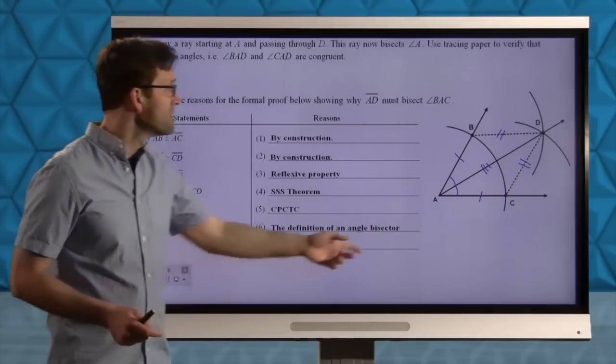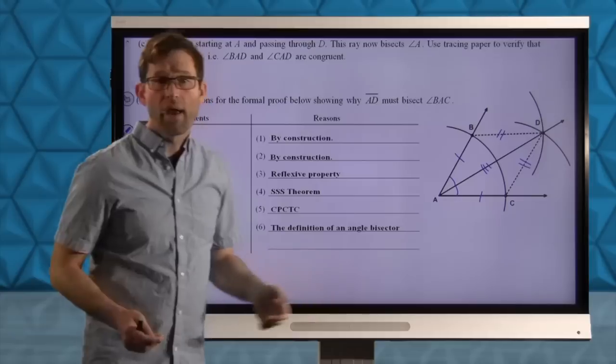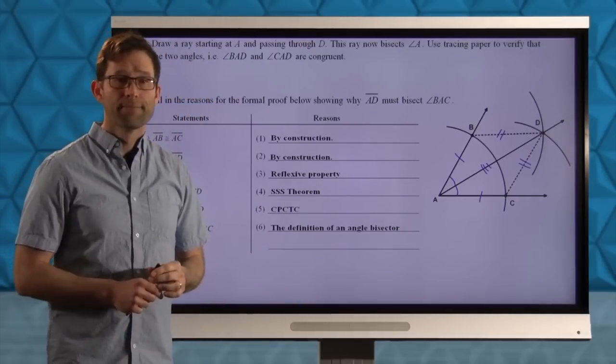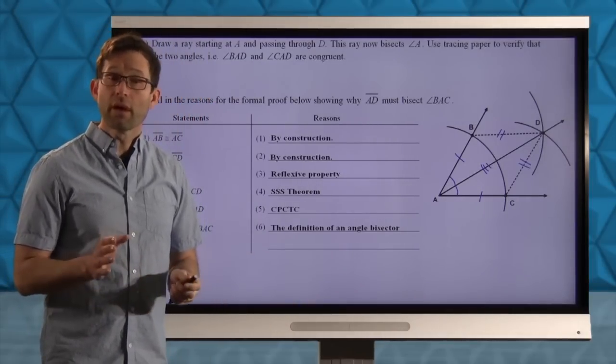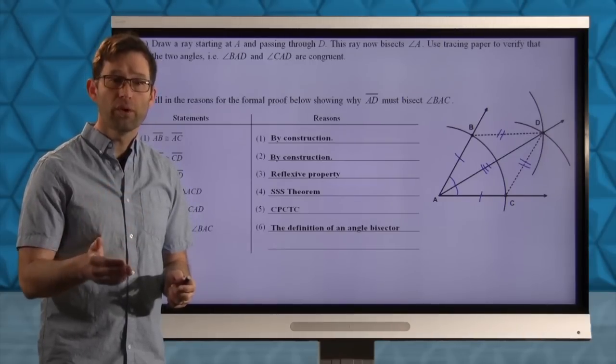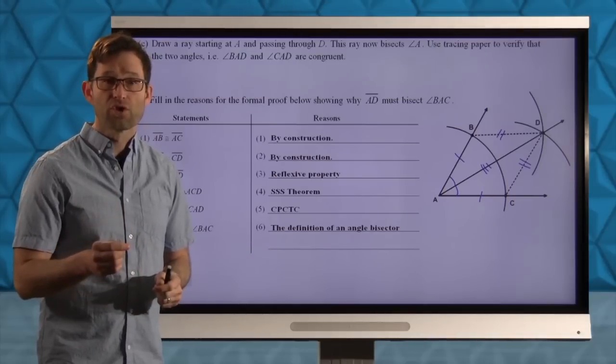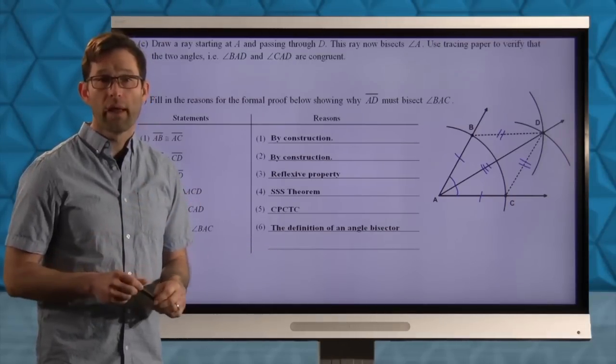I mean, the plain fact is, if these two angles are equal, then this line segment, or that ray, must have bisected the angle. That's it. So it's really kind of cool, and again, it goes back to relying on constructing two congruent triangles, using some arcs, and then using that construction to locate two equal angles.